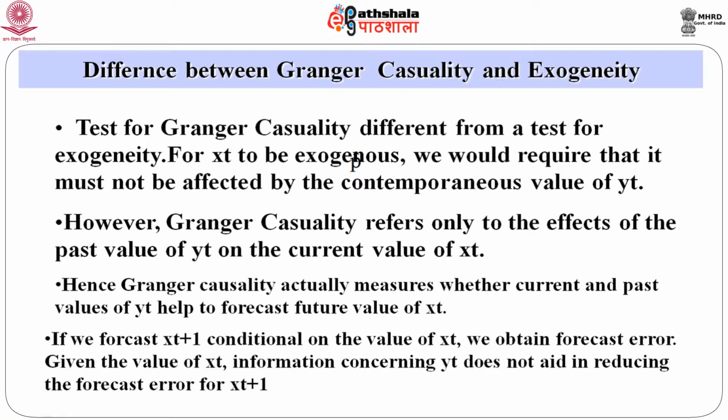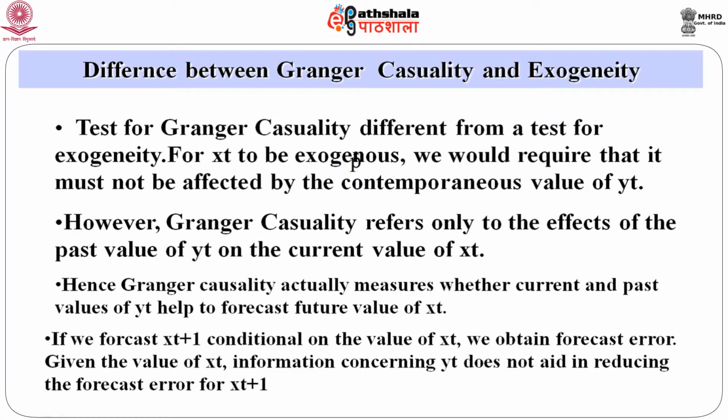However, Granger causality refers only to the effect of the past value of yt on the current value of xt. So, in case of Granger causality, what are we doing? We are trying to find out whether the past values of yt have any effect on the current value of xt. So, Granger causality actually measures whether current and past values of yt help to forecast future values of xt.